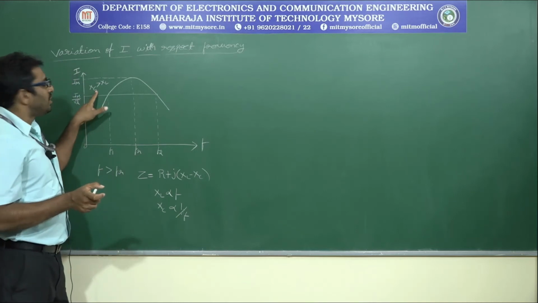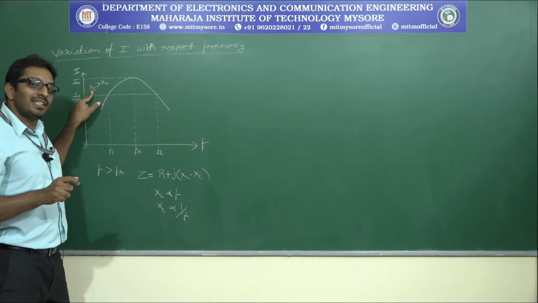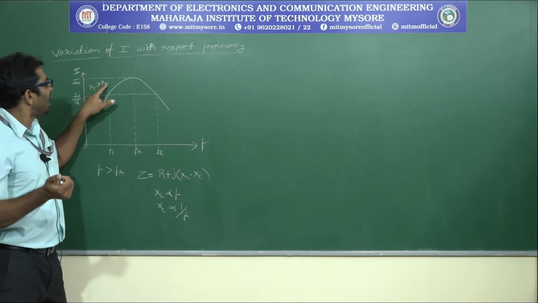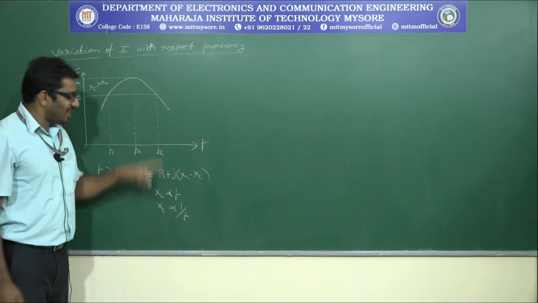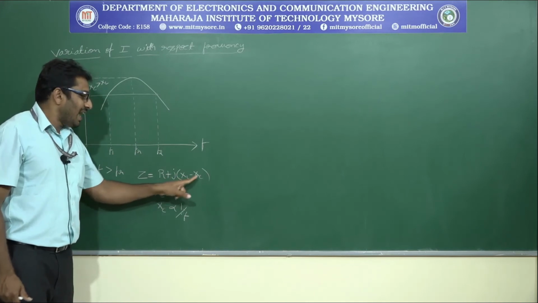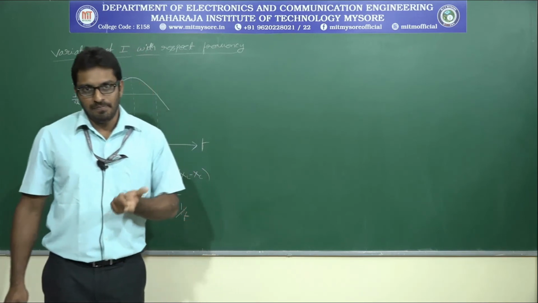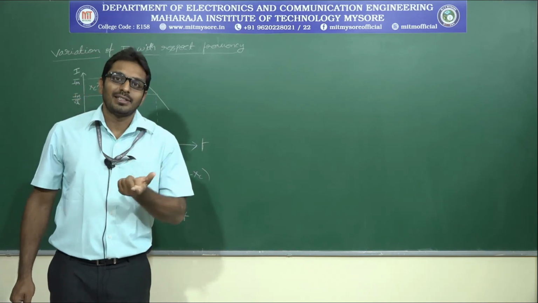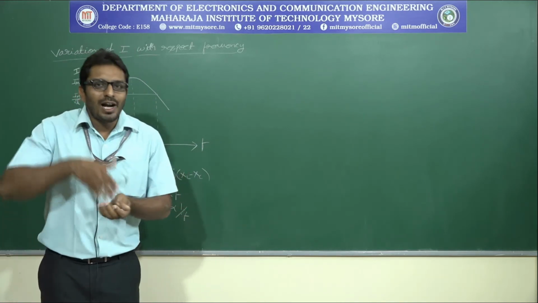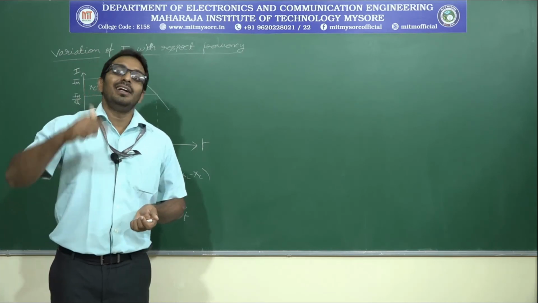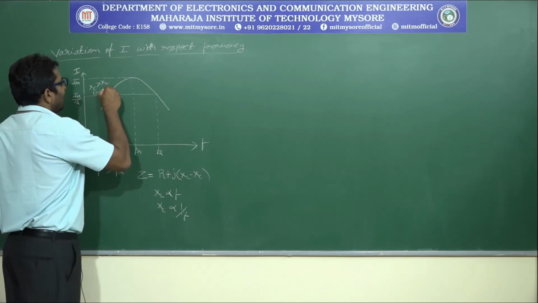At low frequencies, which value is higher? XC is higher compared to XL because XC is inversely proportional to frequency, whereas XL is directly proportional to frequency. When XC is greater than XL, the circuit behaves like a capacitive circuit. In a capacitive circuit, which quantity is leading, voltage or current? Current is leading with respect to voltage. Therefore, current is leading.